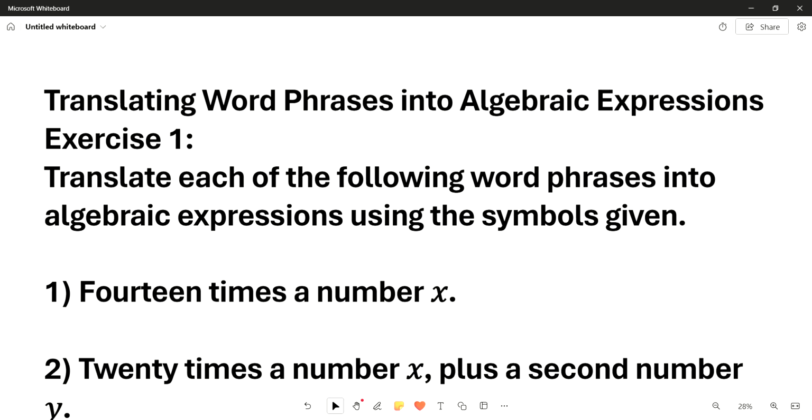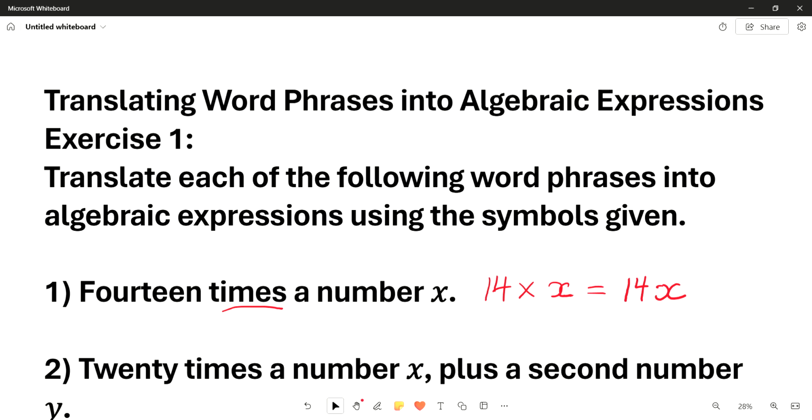Instructions read, translate each of the following word phrases into algebraic expressions using the symbols given. So question number 1, 14 times a number x. Well, times tells us to multiply. So this is literally 14 multiplied by x, which gives me 14x.